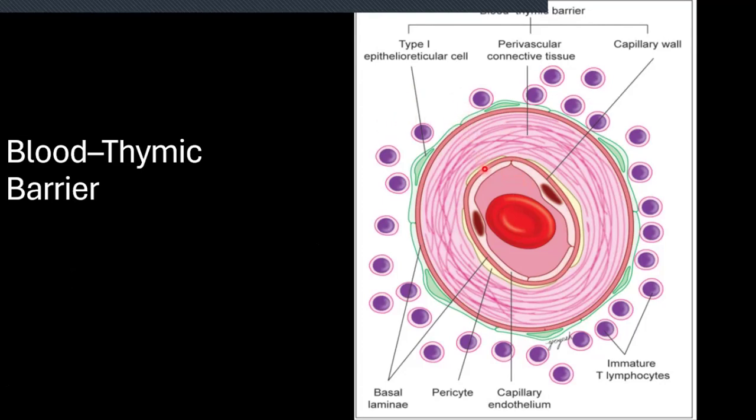Now, the importance of that barrier is big. You don't want these immature T lymphocytes to be exposed to foreign antigen before they are trained on how to identify self versus foreign antigens. Okay, so you have to form a barrier.